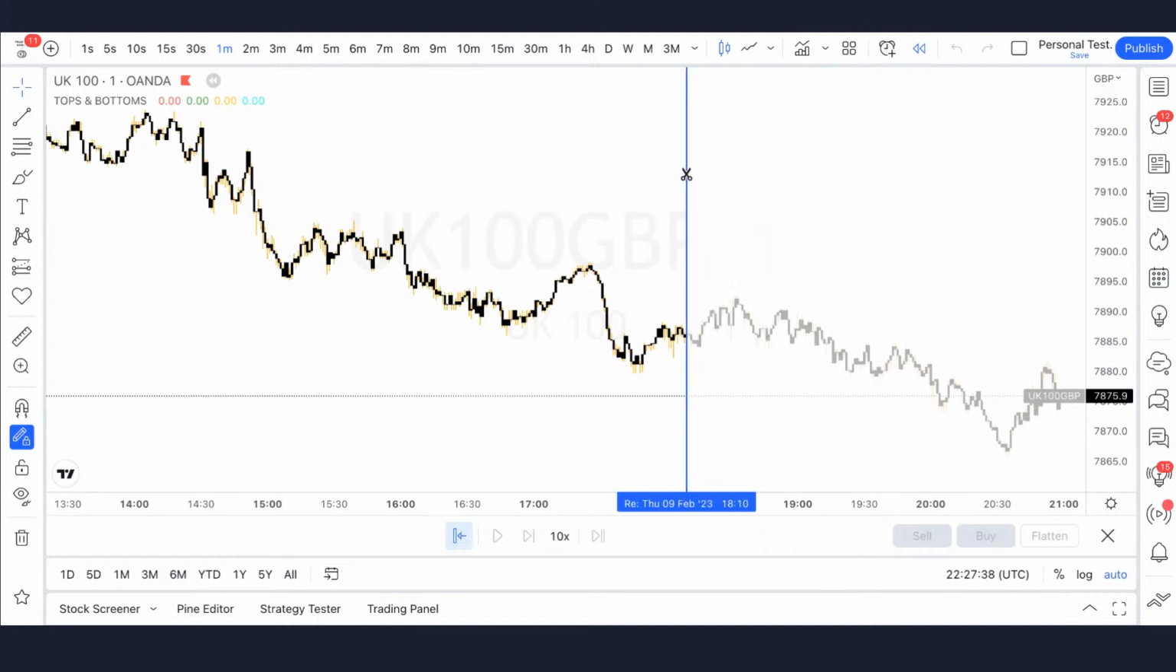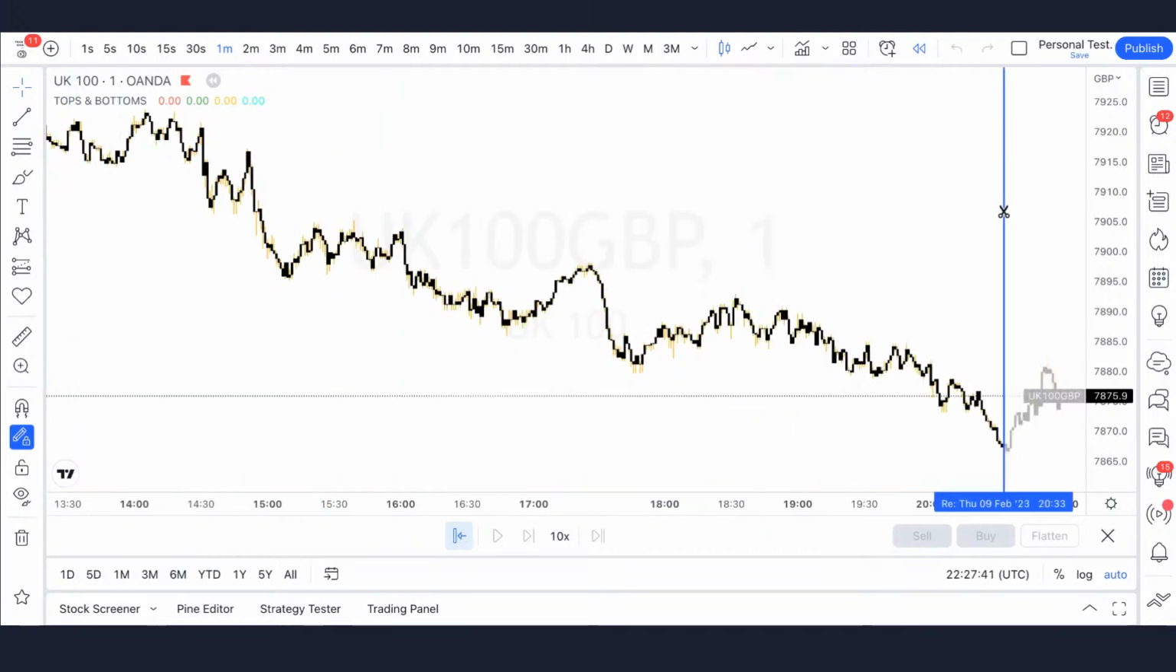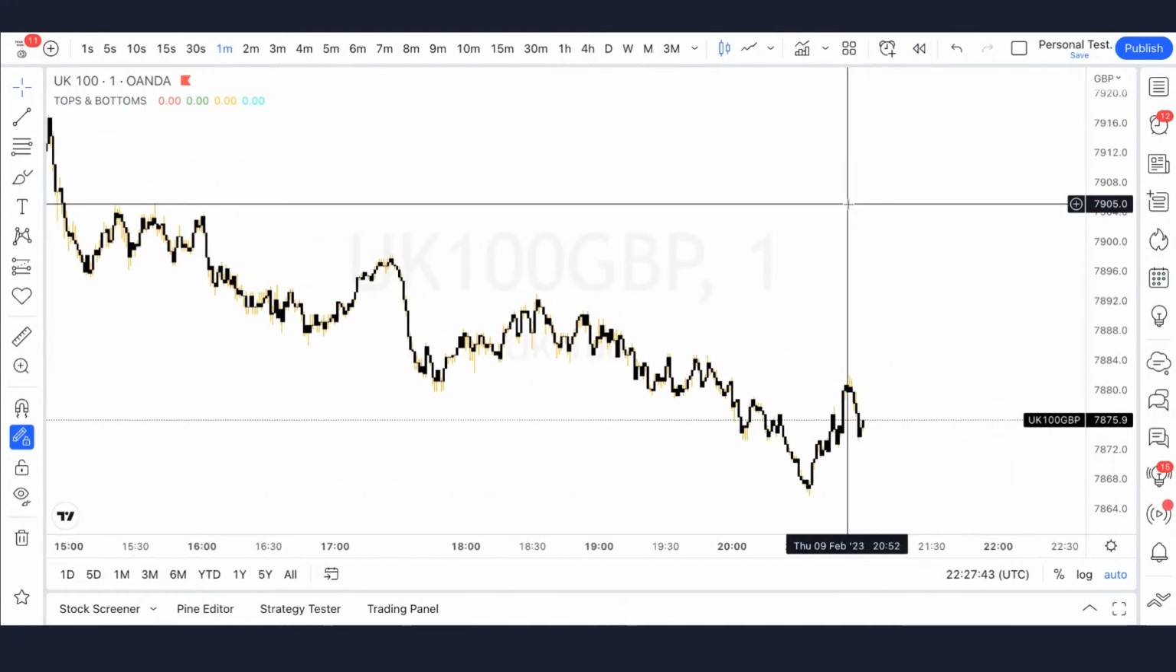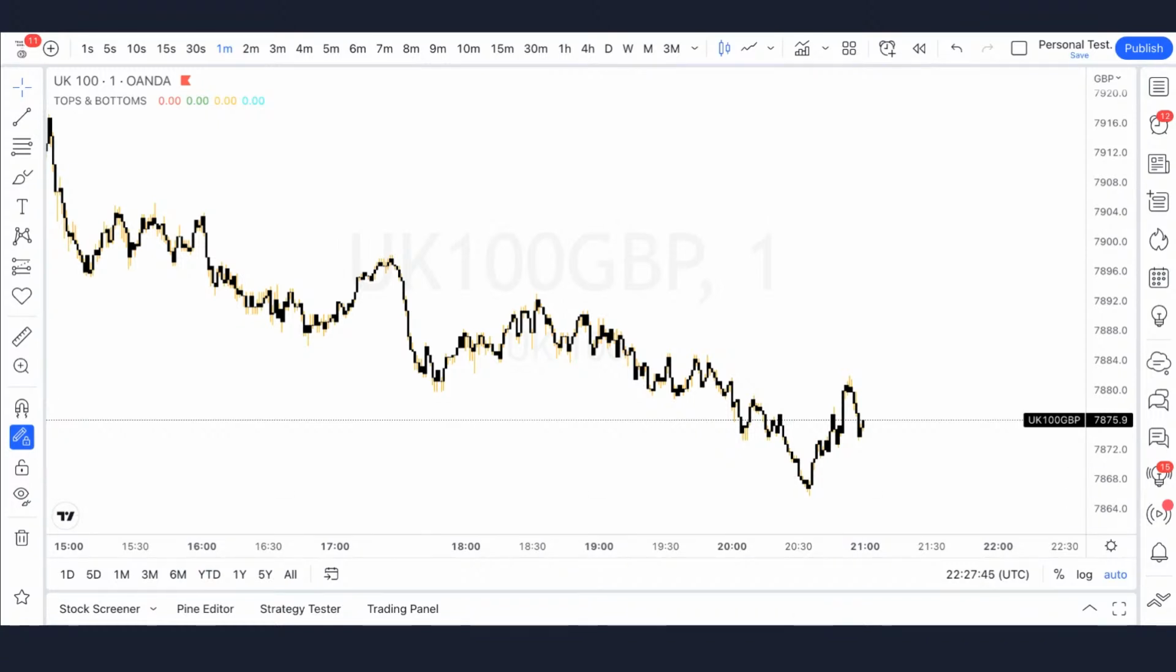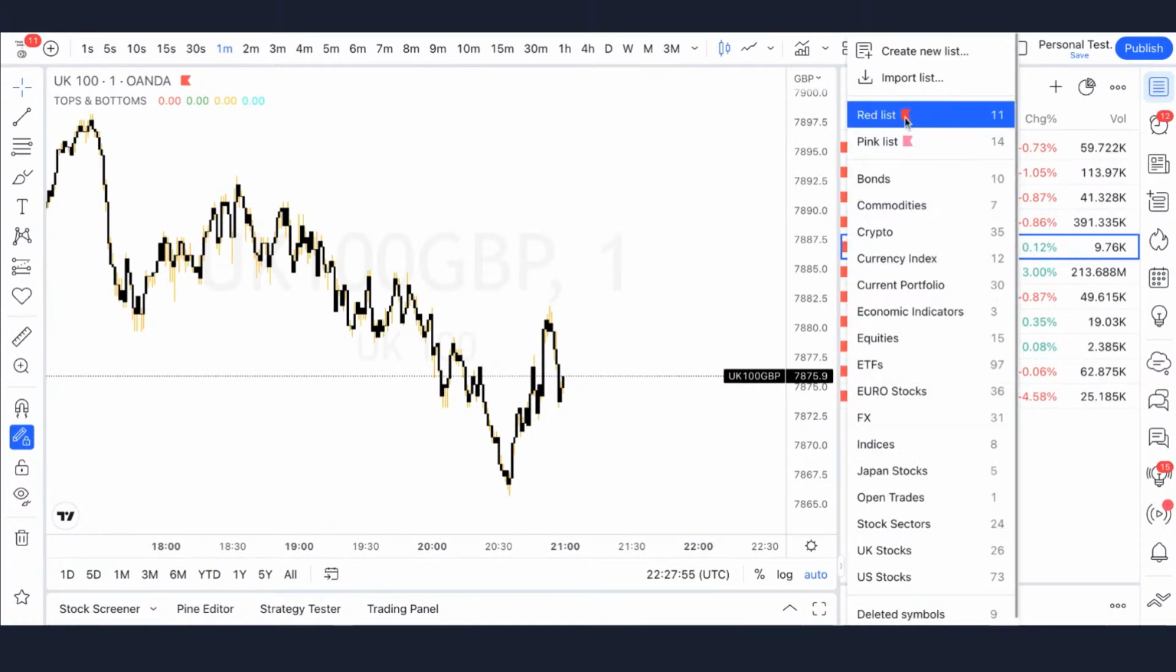So that was one that we took. Let's get out of the replay mode. Now the next one that we have a look at was a euro pound trade. This was almost at the same time as the other one, so we'll go on to that.